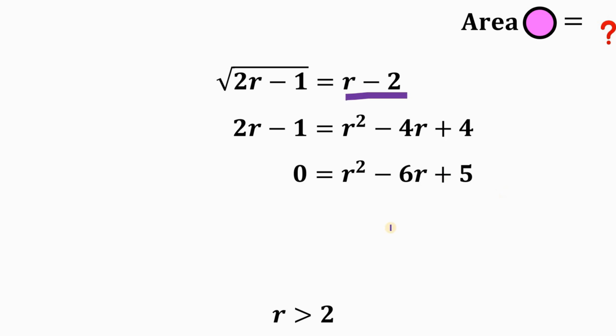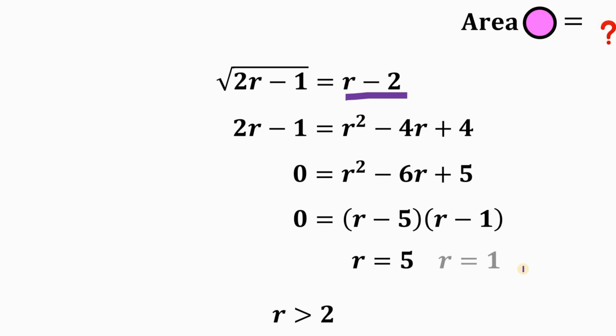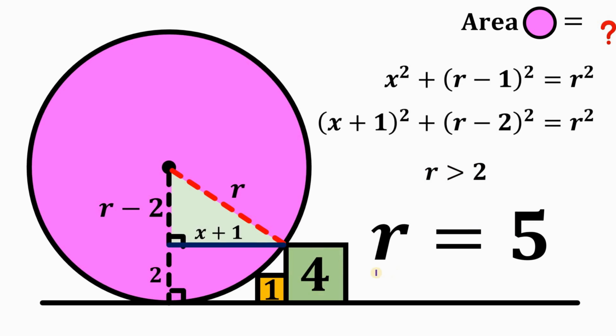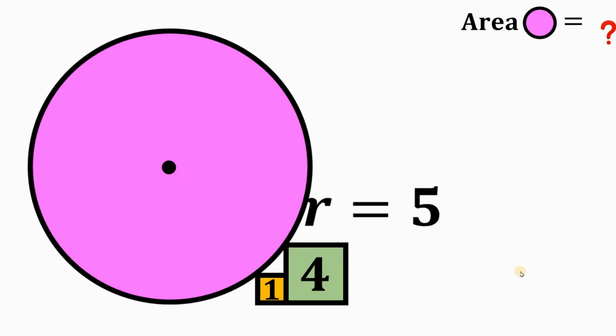And we can factor this nicely as (r minus 5) multiplied by (r minus 1). Now using the zero product property, at least one of these factors equals 0, so r minus 5 equals 0, or simply r equals 5, and r minus 1 equals 0, or we get that r equals 1. Now, since r is greater than 2, we can reject r equals 1. Therefore, r here is simply equal to 5 units. So, going back to our figure, we can say that the radius of this circle is simply equal to 5 units.